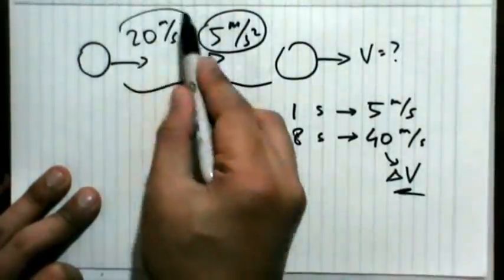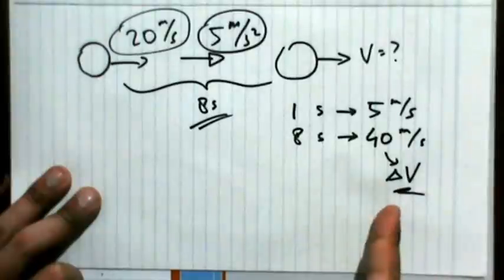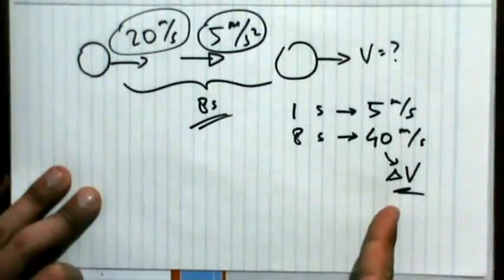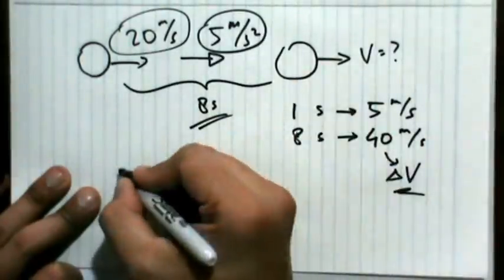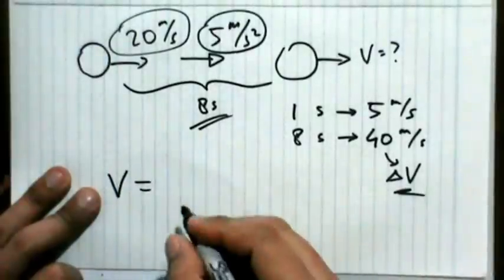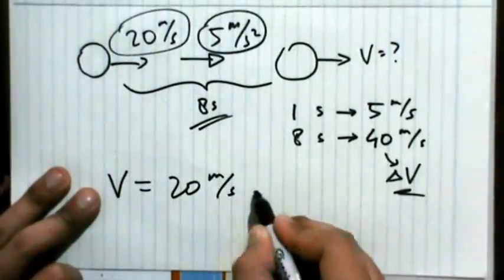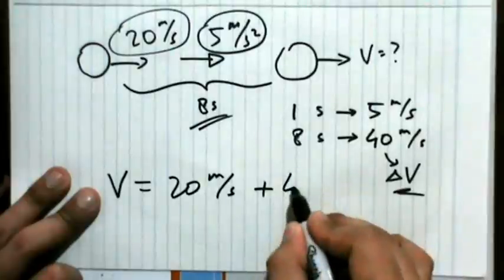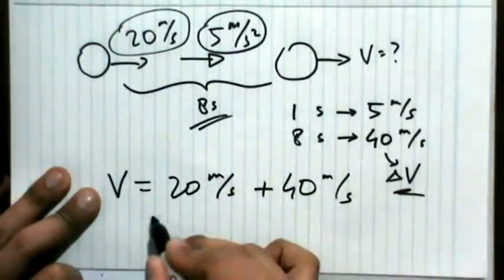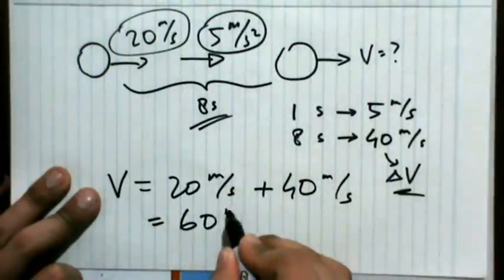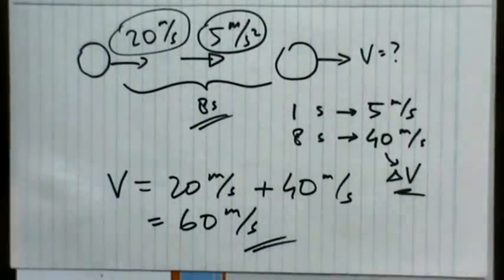Now, the initial speed is 20 and the increasing speed is 40. So the final speed here, V, is the initial speed 20 plus 40. So you'll get 60 meters per second.